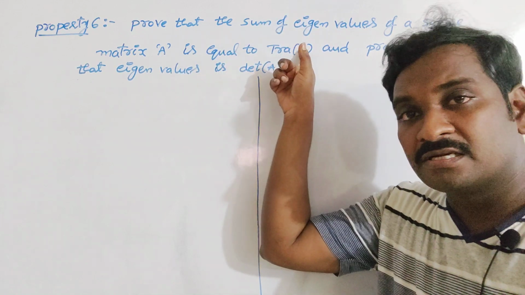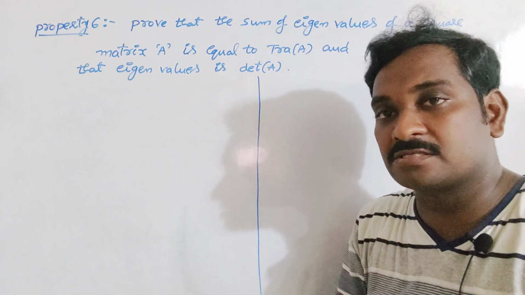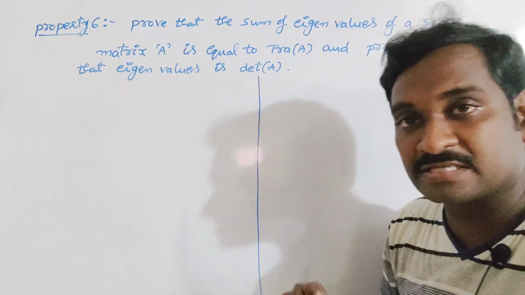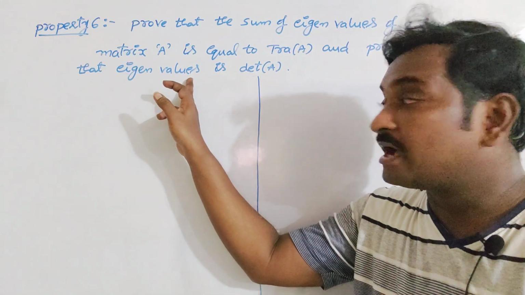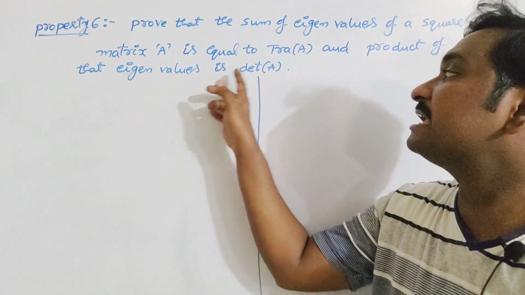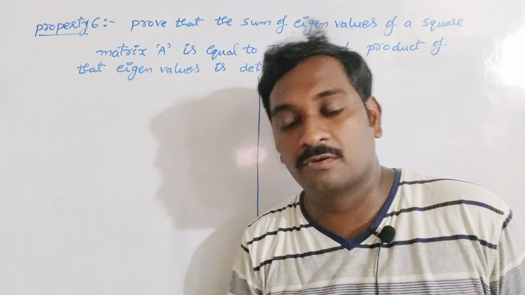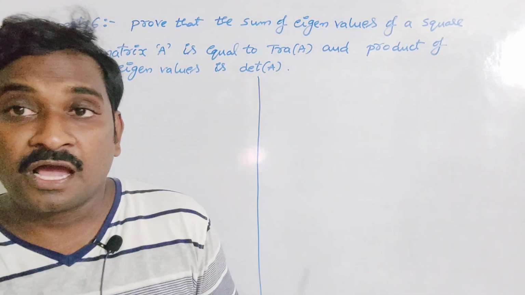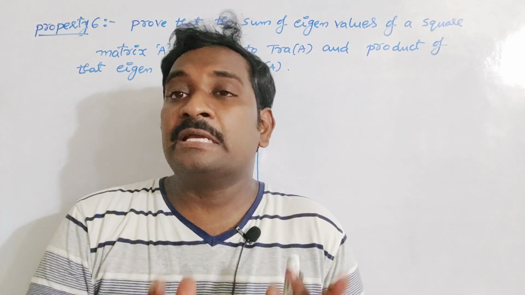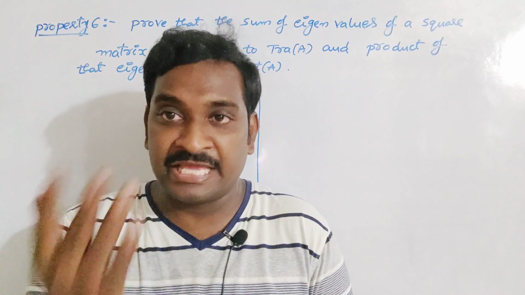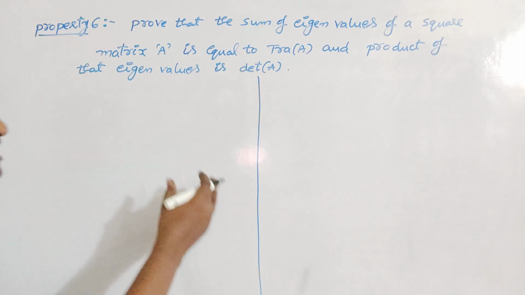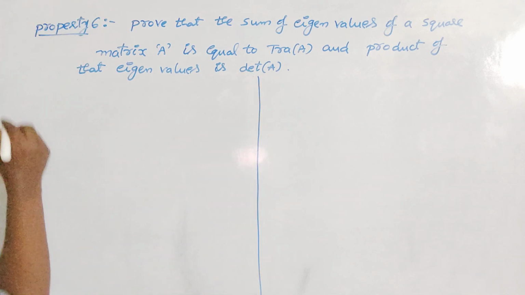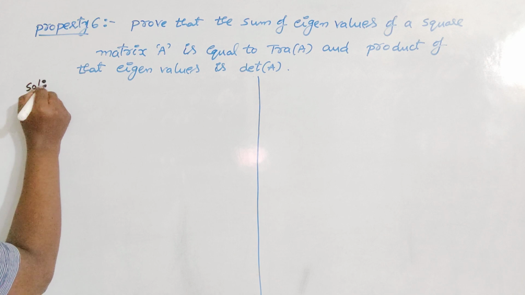What is trace? Trace is nothing but the sum of the diagonal elements in the square matrix. And the product of eigenvalues is equal to det of A. We have to prove this result. Already we verified this result in the problems in earlier videos. See those videos once. Now we are going to prove this result theoretically.